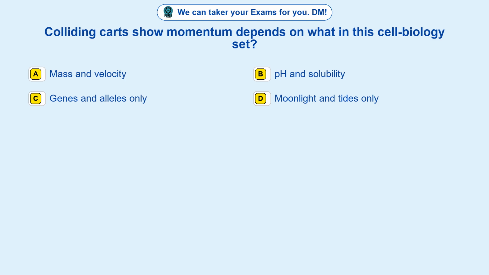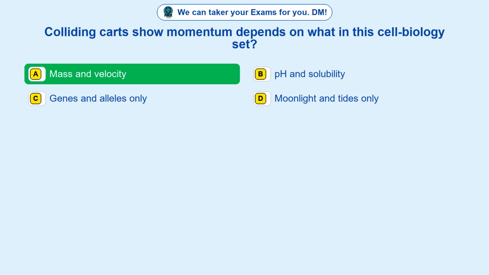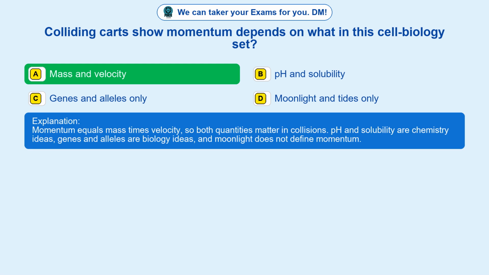Question 62. Colliding carts show momentum depends on what in this cell biology set? Option A, mass and velocity. Option B, pH and solubility. Option C, genes and alleles only. Option D, moonlight and tides only. The correct answer is option A, mass and velocity. Momentum equals mass times velocity, so both quantities matter in collisions. pH and solubility are chemistry ideas, genes and alleles are biology ideas, and moonlight does not define momentum.